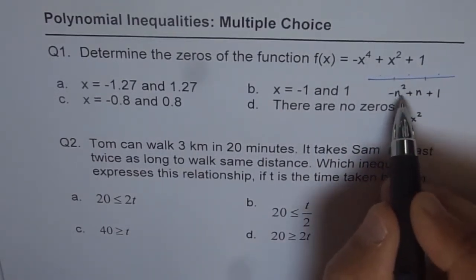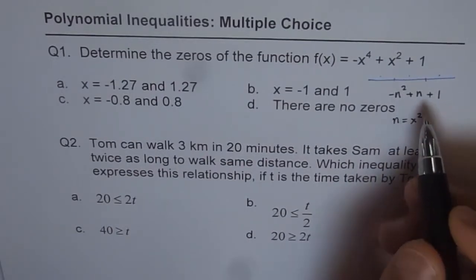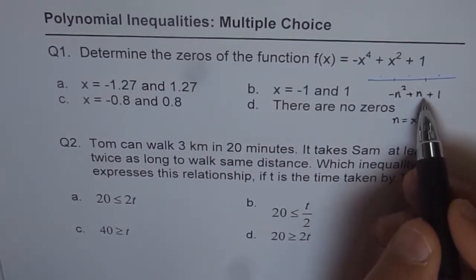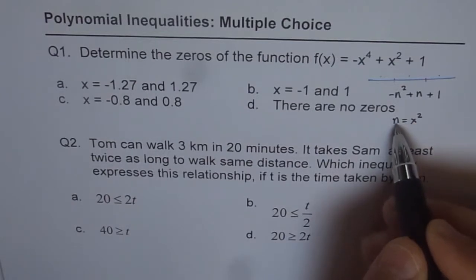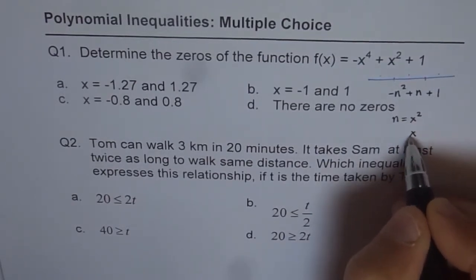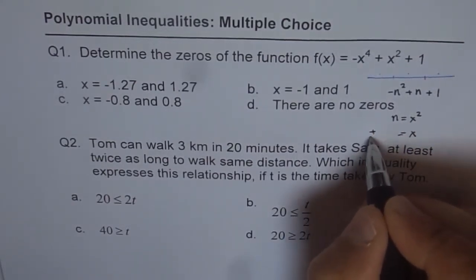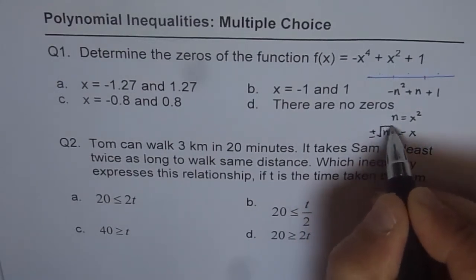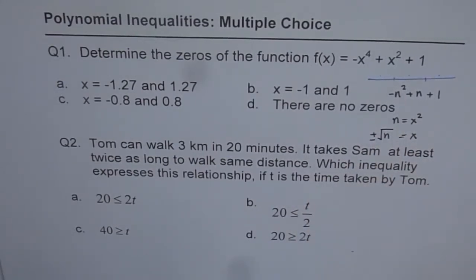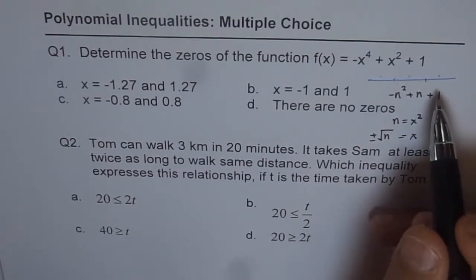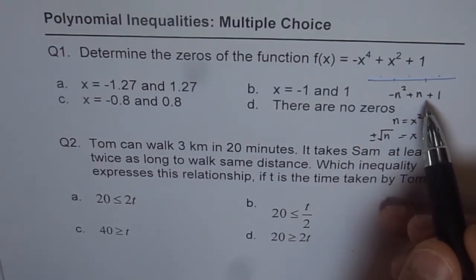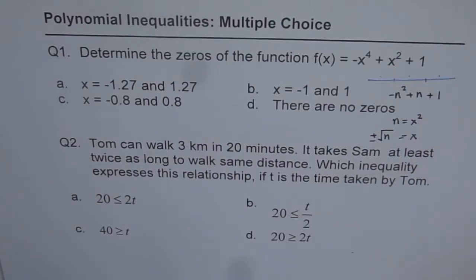So once you find the answer for n, you have to take only the positive answer, right? Because x squared cannot be negative. And then x will be equal to plus and minus the square root of n. So that is how these questions should be done. I hope you understand the strategy here. So use the quadratic formula. If you don't remember it, let me put it here.